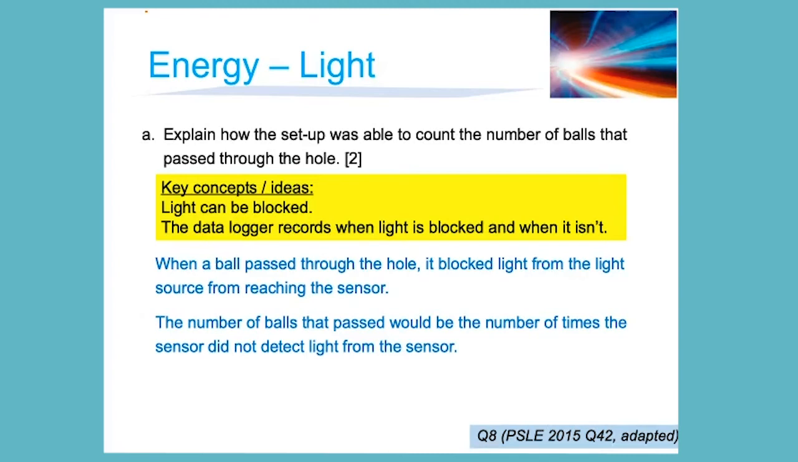So at these points, there will be 0 light detected by the light sensor. So the number of balls that passed, because I want to count the number of balls, would be the number of times the sensor did not detect light from the light source. Okay, so you need to explain in 2 sentences.